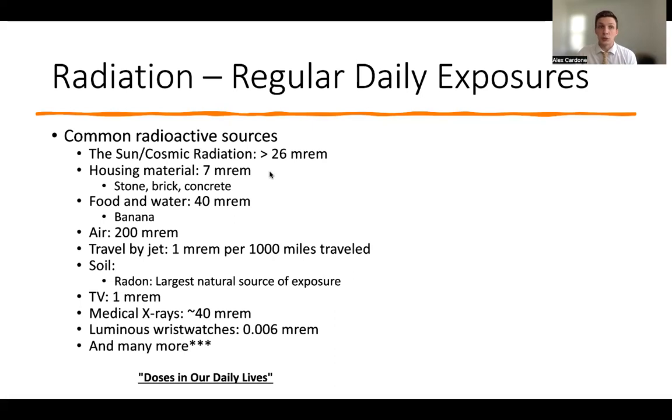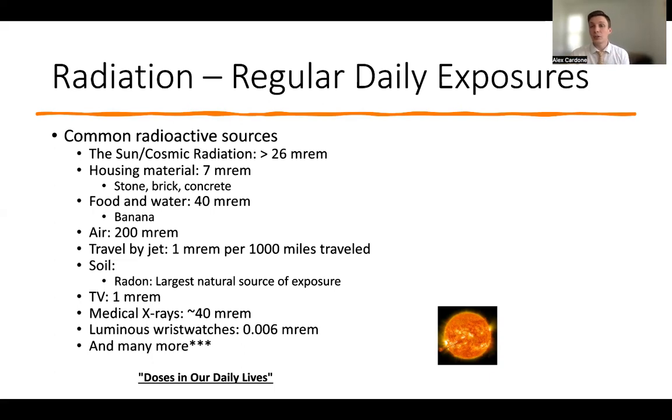So regular daily exposure. Again, this is what I was talking about. Just common things that we're exposed to every single day that are actually radioactive and giving us doses of radiation throughout our day. Some of the most common ones are the sun. Depending upon where you live and the elevation, if you're at sea level, you're exposed to radiation from the sun and cosmic radiation at about 26 millirem. And if you go up, I believe it's almost every thousand feet that you go up, you're exposed to roughly 4 millirem more every 1,000 feet.